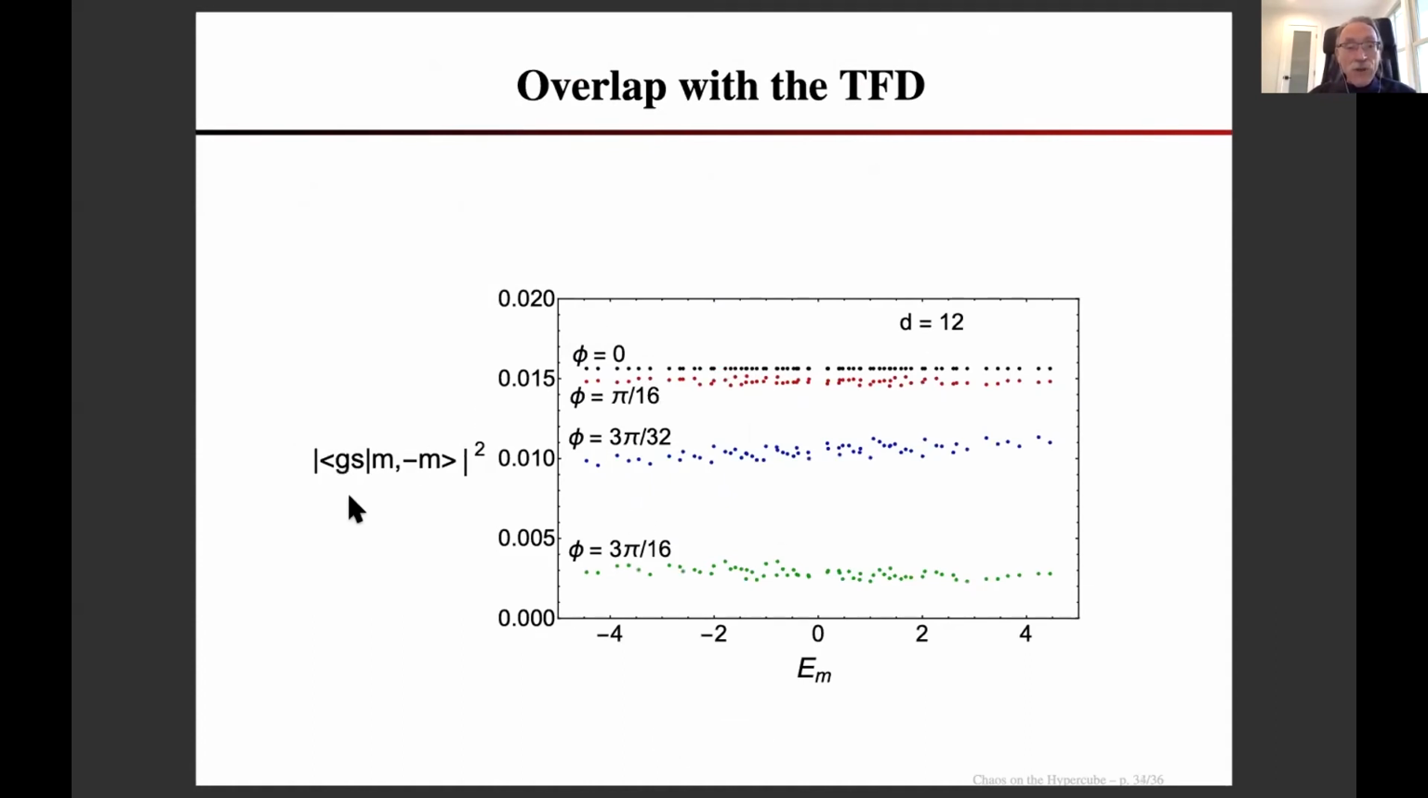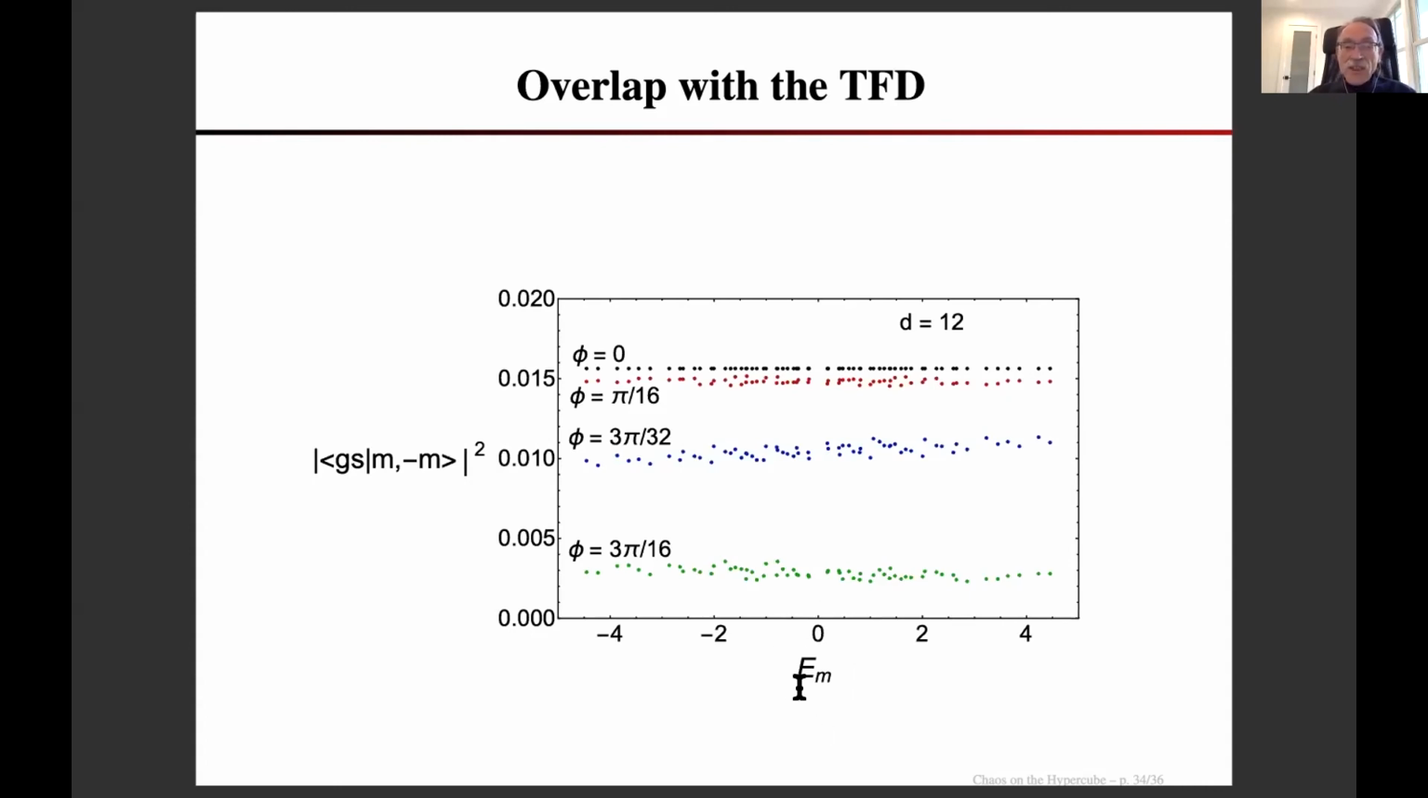And here you see the overlap of the ground state with the states that occur in the thermal field double, m minus n. For phi equal to 0, this gives you the full strength of interaction. For small phi, it works still pretty well, but at larger phi, quite a bit of the strength goes through the other part of the space. But the states are very close to a thermal field double state.